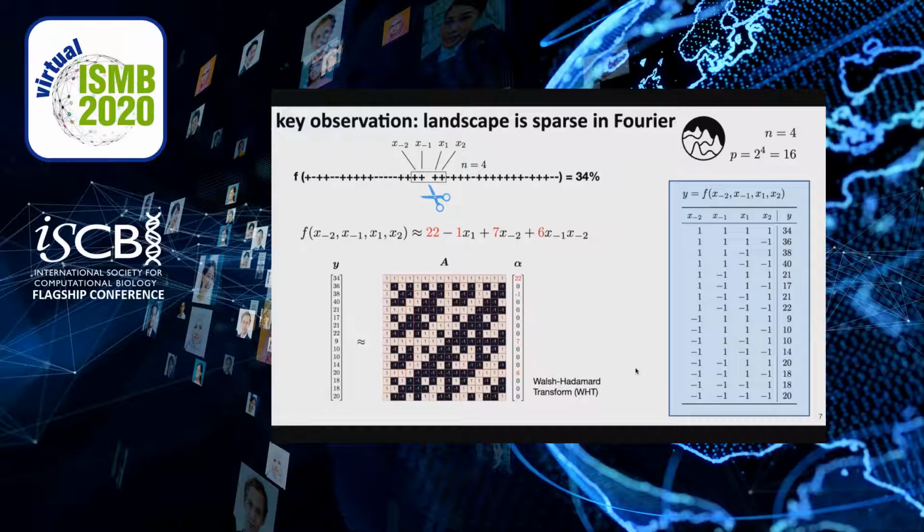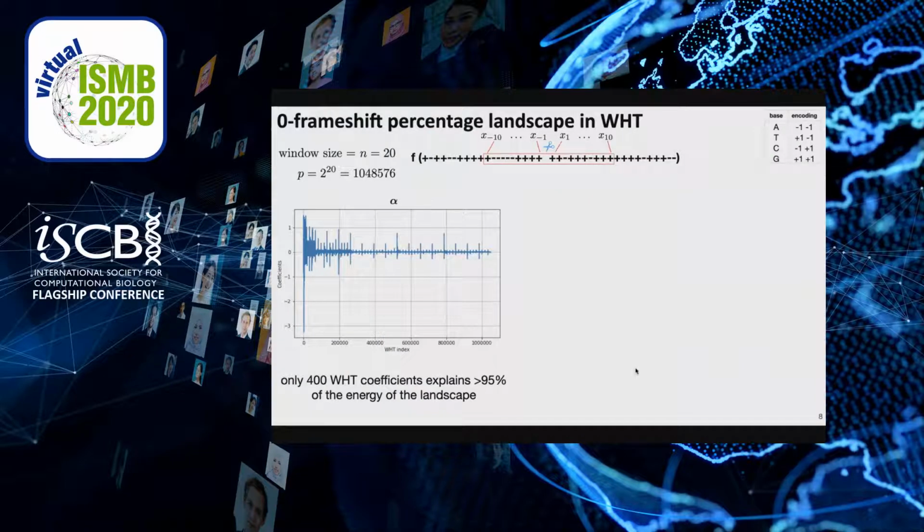Now, let's take a look at the same landscape when I use a larger window around the cut site. For example, in this case, I'm looking at a window size of 20. So I represent these variables as x minus 10 to x plus 10. Now the dimension of the problem grows as well. The new dimension will be 2 to the power 20, which is about 1 million. So what I do is that I will query the inDelphi software 2 to the power 20 times, which takes about 2 days of simulations on my laptop.